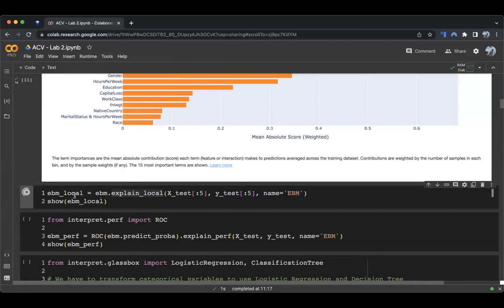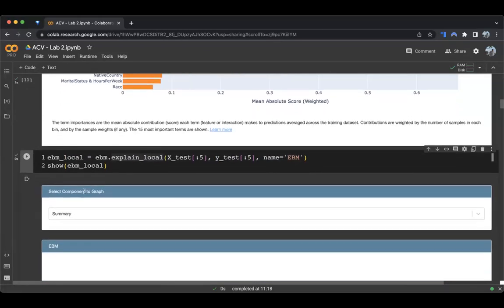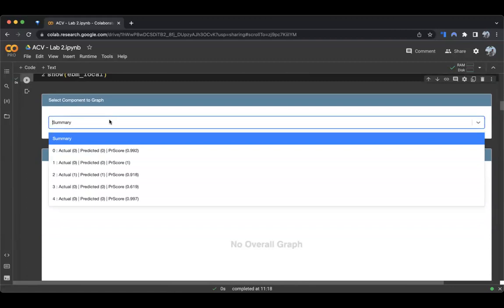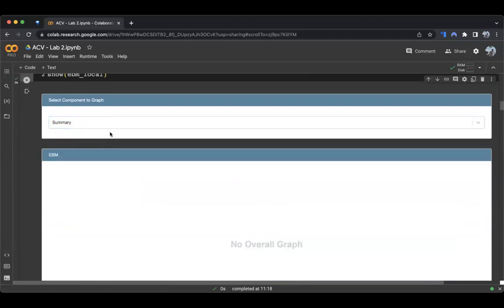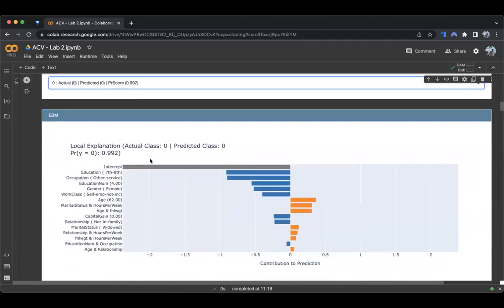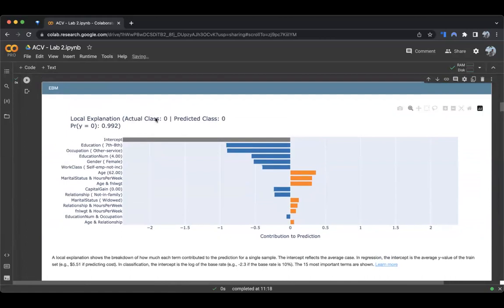Let's see it together, right? Here, for example, you can just see individually each one of these 5 cases. It tells you what the actual class is, what the predicted class was for that model, and what the probability was. So you can see that the model was actually extremely sure about it.